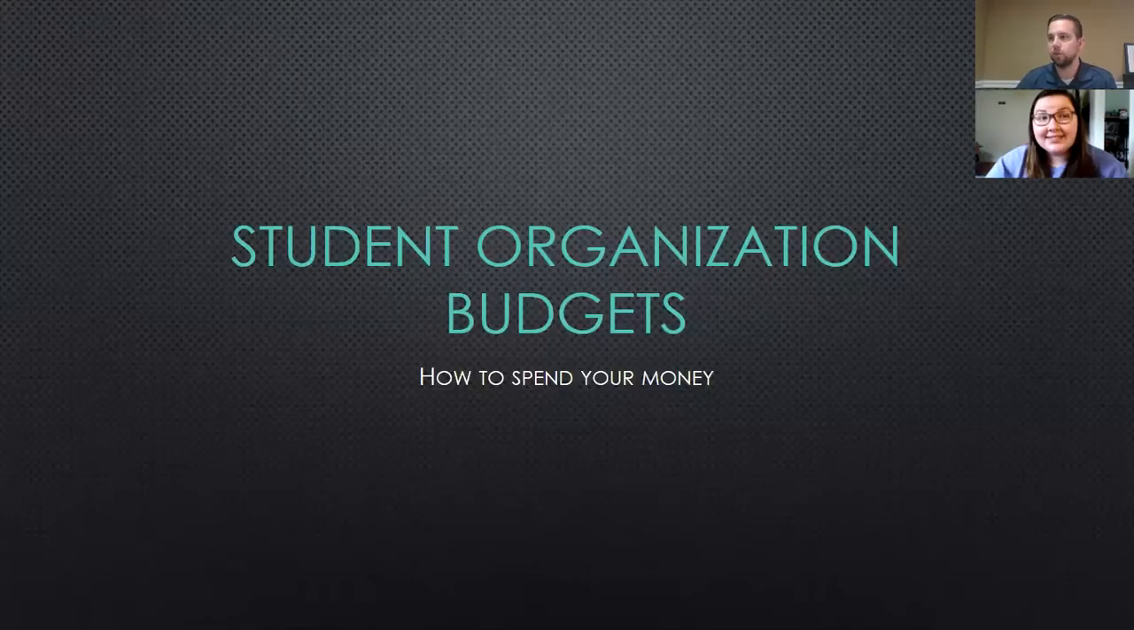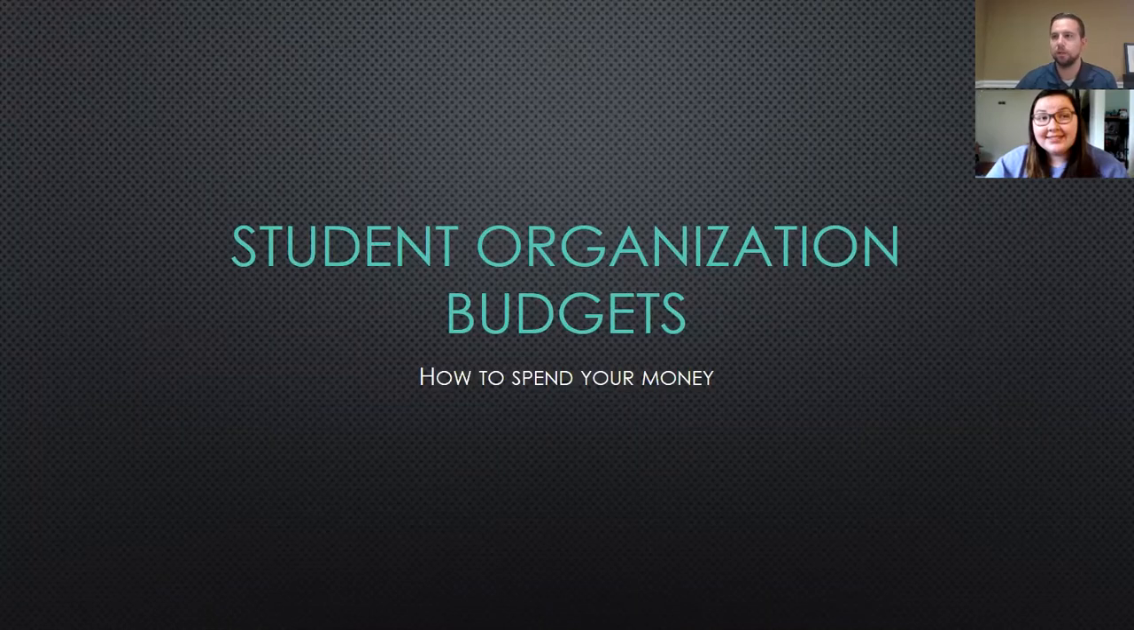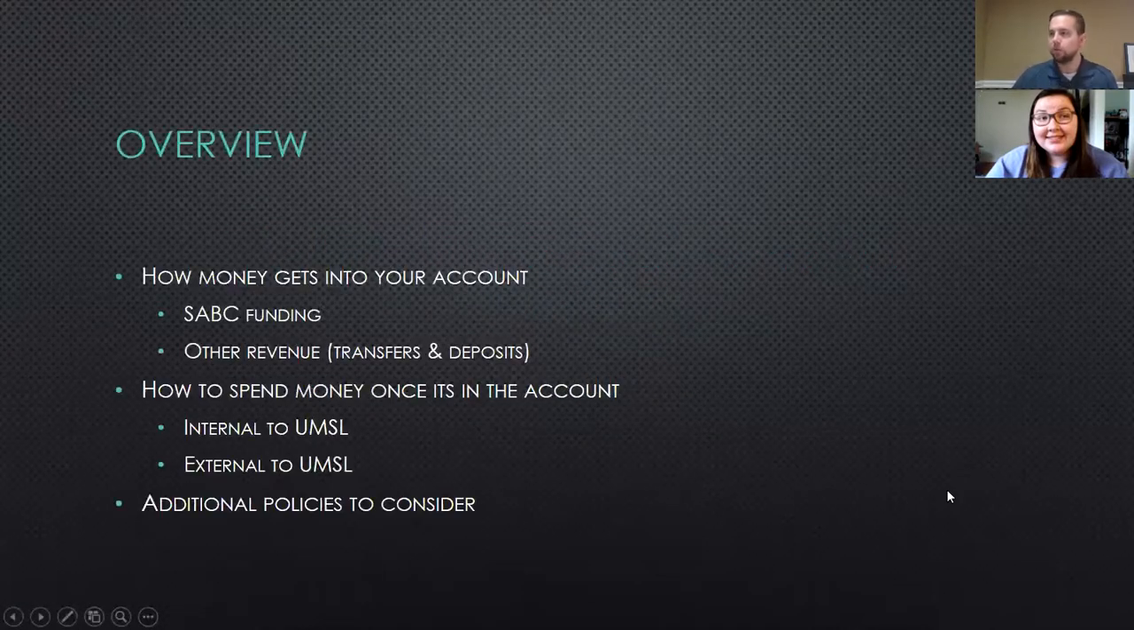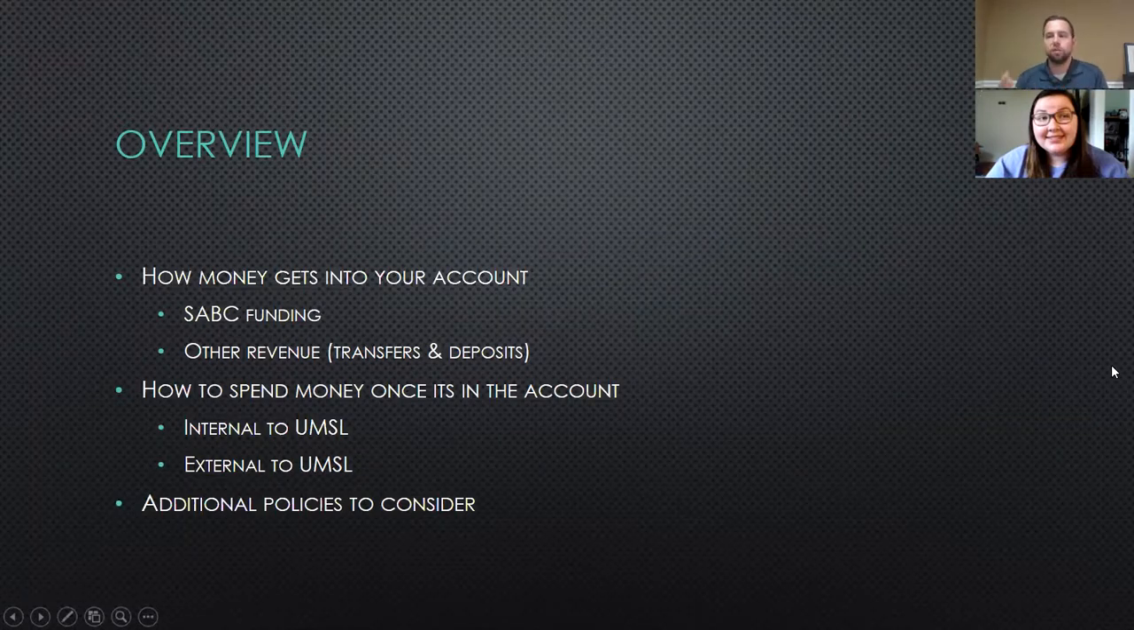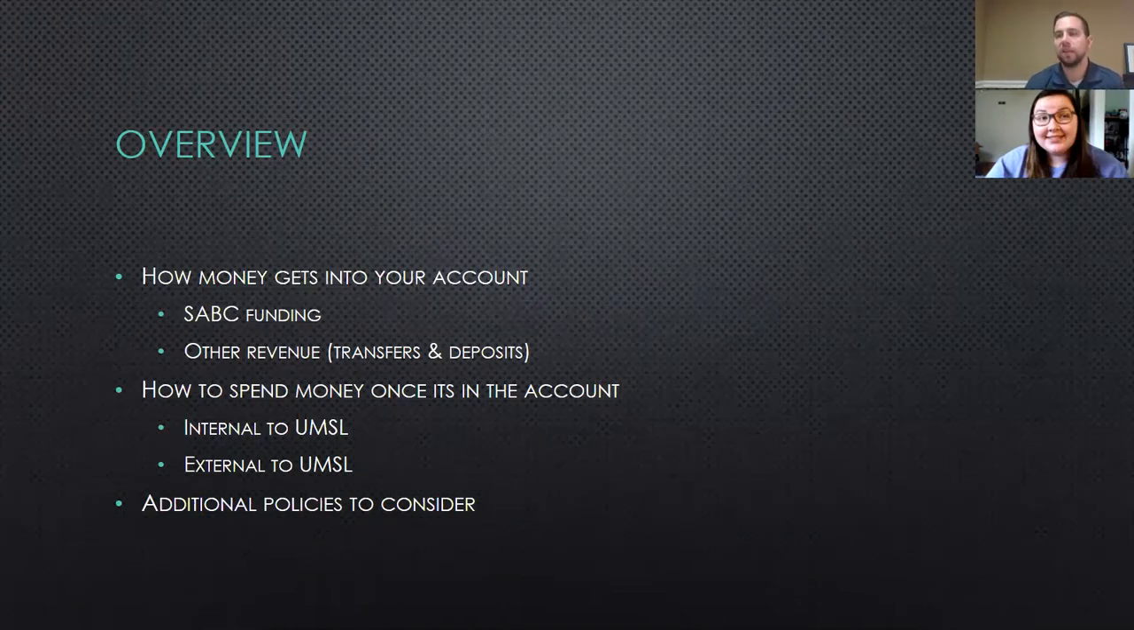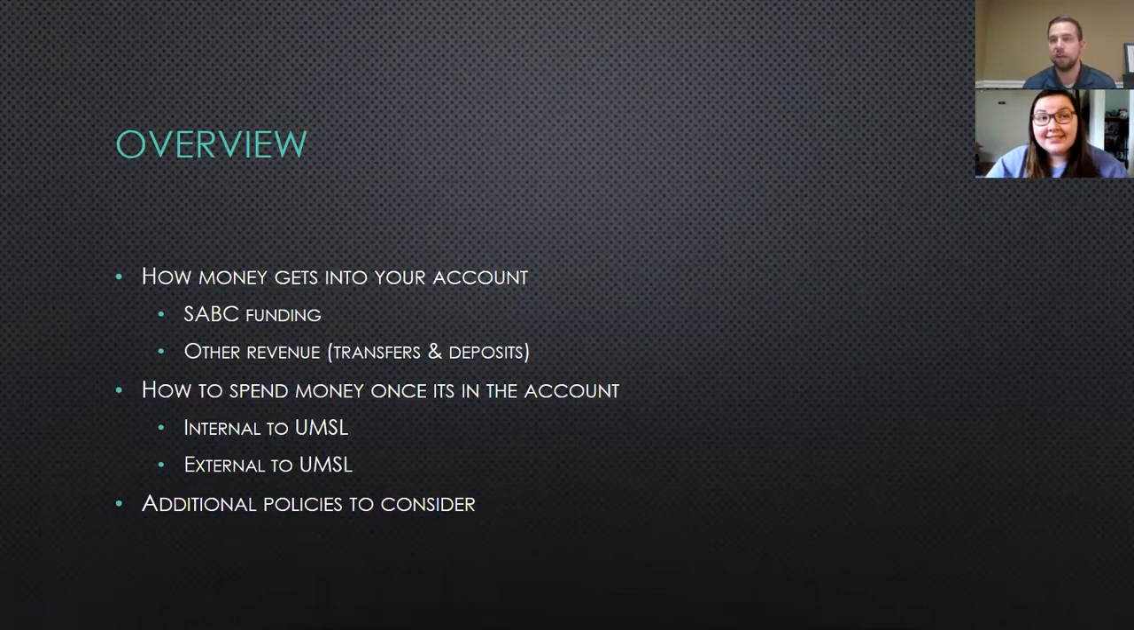All right, so student organization budgets, how to spend your money. Here is an overview of what we're covering. First, we'll talk about how the funding gets into your university account. There's really only two ways that's going to happen. The majority of you, that's going to be your SABC funding. You have requested money from SABC, they approve it, and they transfer that amount of money into your organization account. Beyond that, there are other ways to get some revenue into your account, but those are going to be rare. All of that's either going to be transferred in from a different university account, perhaps you're getting support from a campus department, or you are depositing funds, cash or check, into your account, which is also going to be a rare instance. And again, we'll talk about those examples.